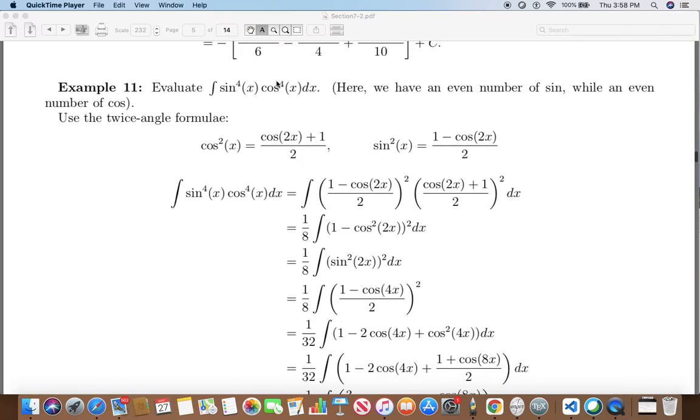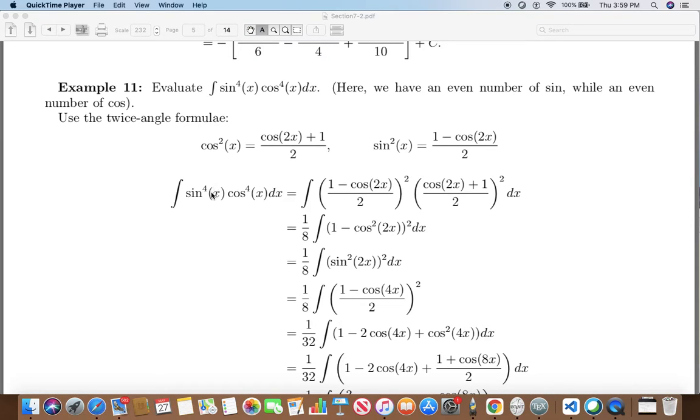Now what happens when both are even? At this point you will need to use the twice angle formula. What is the twice angle formula? Cosine squared is cosine 2x plus 1 over 2. Sine squared is 1 minus cosine 2x over 2. So that's the twice angle formula. We saw how we derived this earlier.